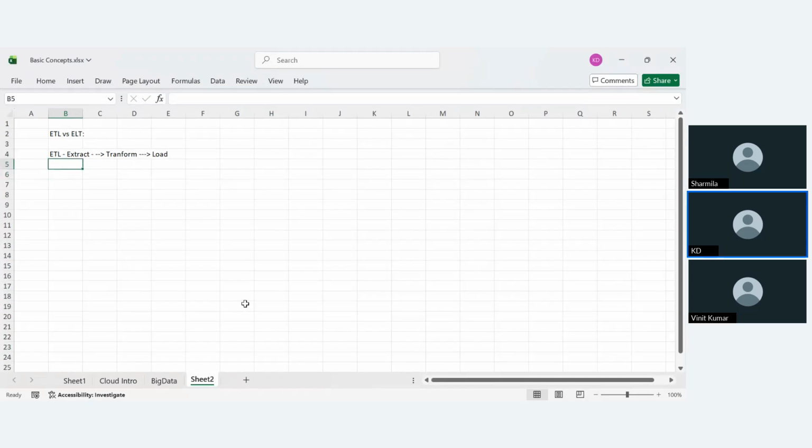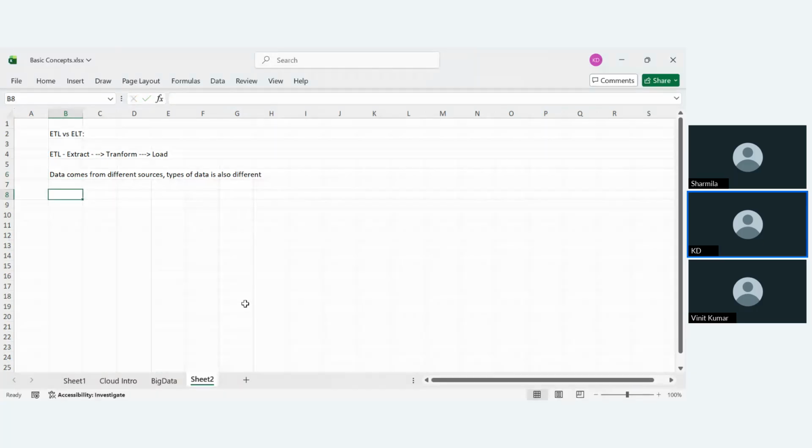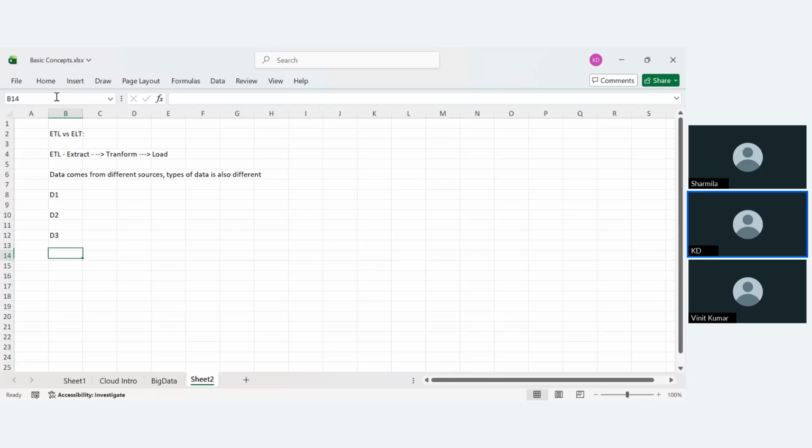So how this works is, first of all, data comes from different sources, and the types of data are also different. So when the types of data are different, what happens? For example, let's say we have different nodes. One data node is there, then a second data node, then a third data node, and then a fourth data node.